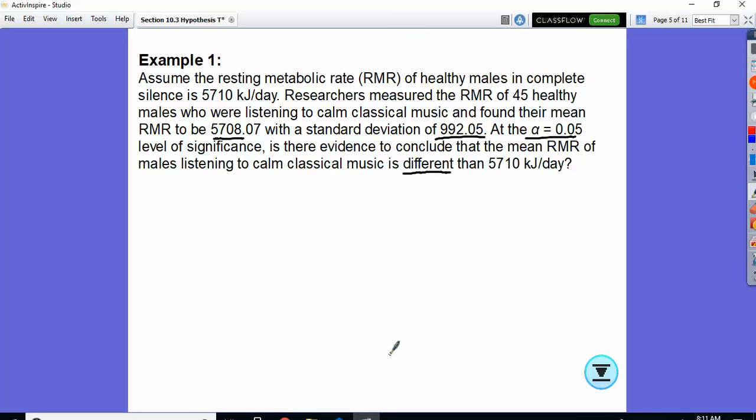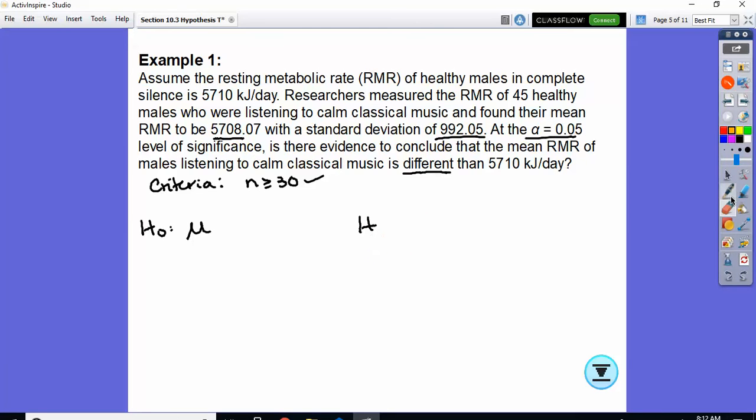Okay, first thing, for this to work, it either has to be normal or n has to be larger than 30. So check our criteria. Are we good? Yeah. My n is bigger than 30, so we're good. We can do this. So let's start with our null and alternative hypothesis. We are talking about the mean this time, so your variable will be mu, not p.